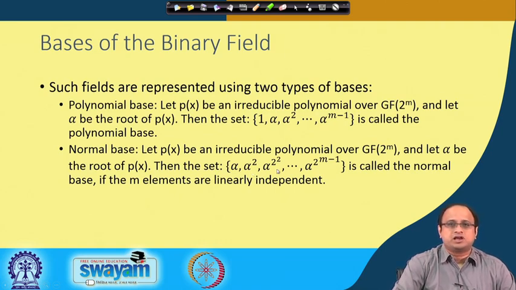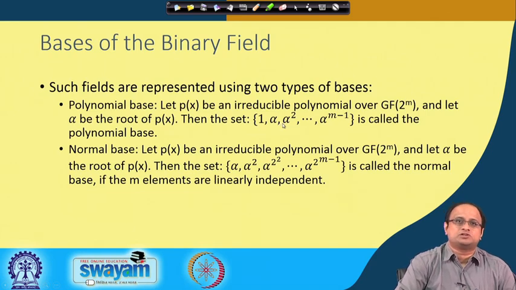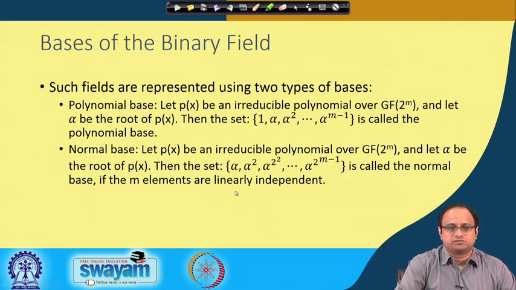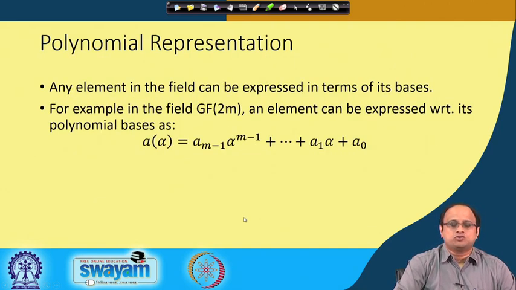Okay. There are important ramifications between the polynomial basis, which probably is simpler to explain, and the normal basis, through which you can have very interesting and very efficient constructions. So, both are useful, but let us look into the polynomial representation. In the polynomial representation, any element in the field can be expressed in terms of its basis. The basis is, as I said in the previous slide, 1, alpha, till alpha to the power of m minus 1.